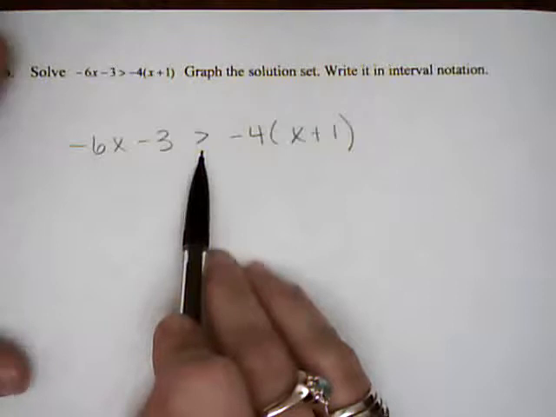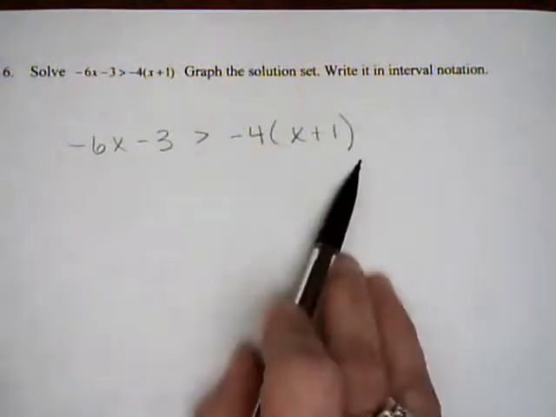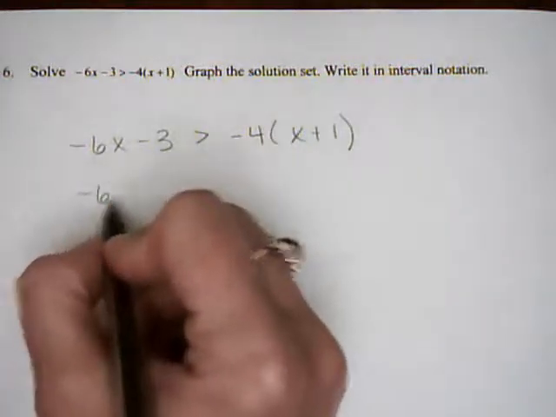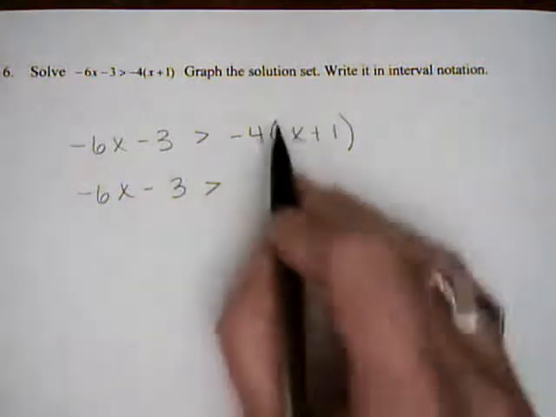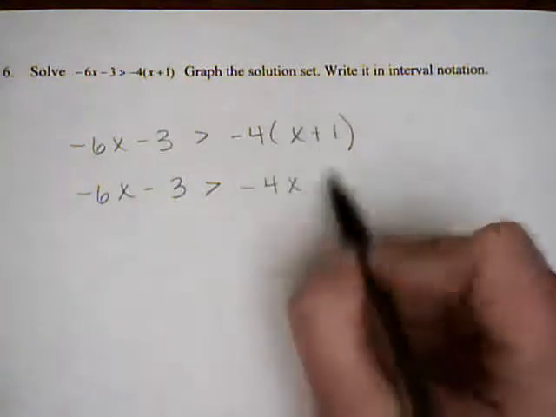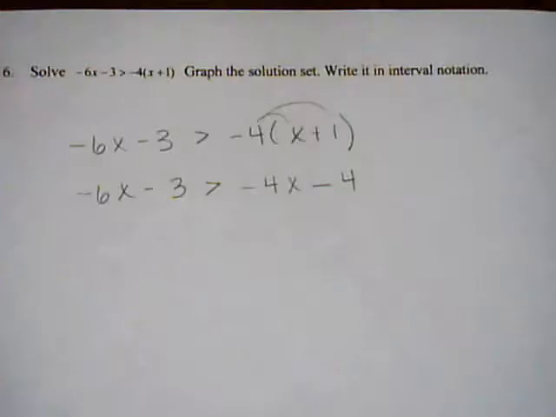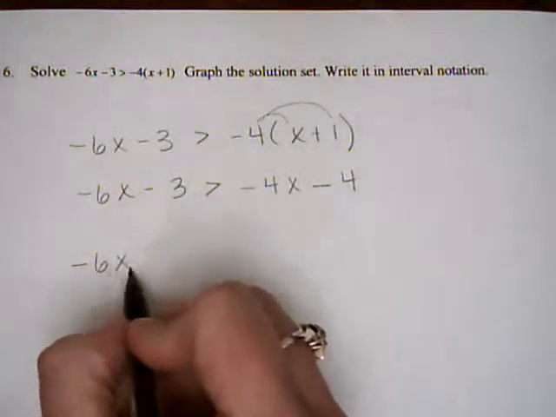So that means I could go back to my list of rules. There's no fractions to eliminate, but we do have parentheses to clear. So I bring down the first part, distribute negative 4, which would be negative 4x minus 4. When I distribute the negative 4 here, we want all the variables to be on the same side of the inequality. So I'm going to keep negative 6x.